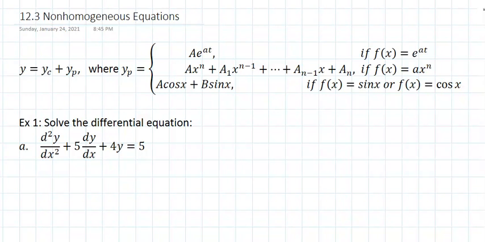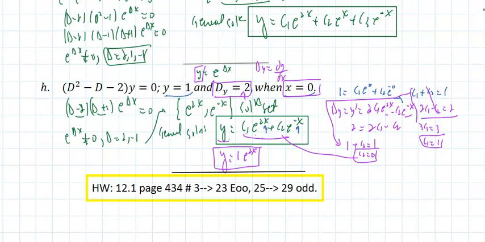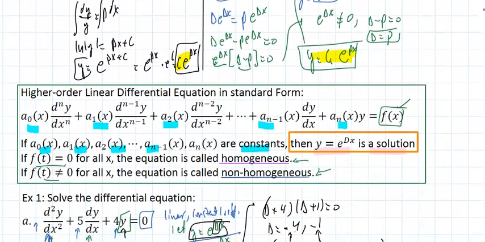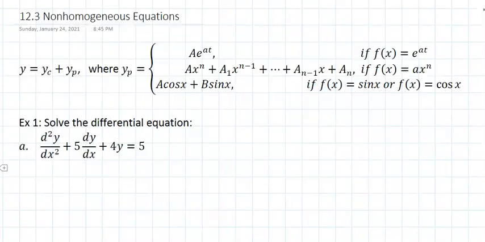If we have an equation that's non-homogeneous, so if you recall, if f of x equals 0, that's a homogeneous. But if f of x does not equal 0, that's a non-homogeneous. If we are dealing with a non-homogeneous, this is complementary. That's what they call it.